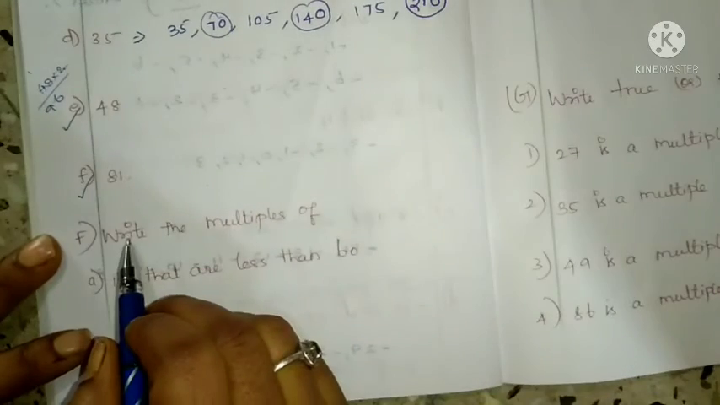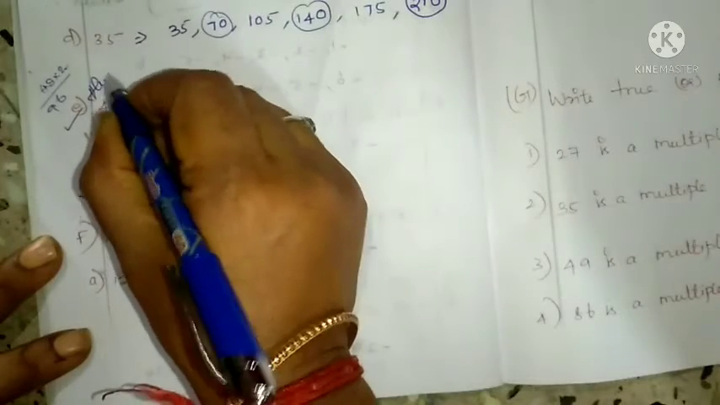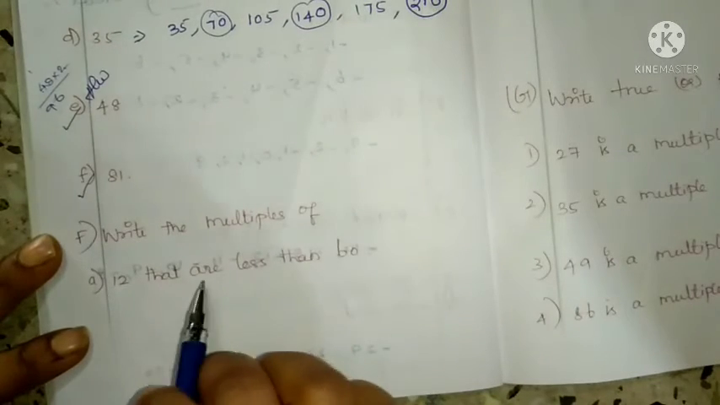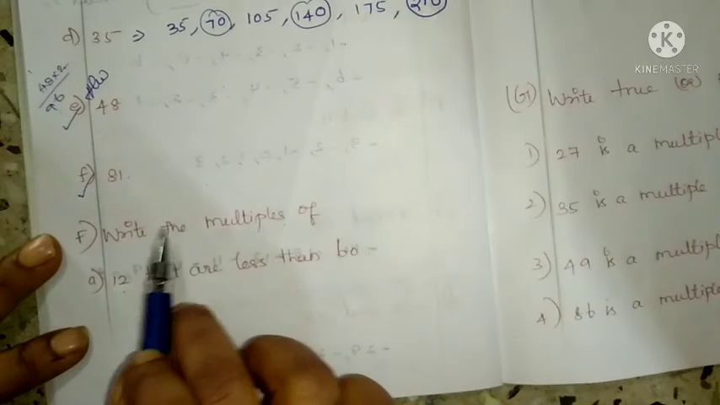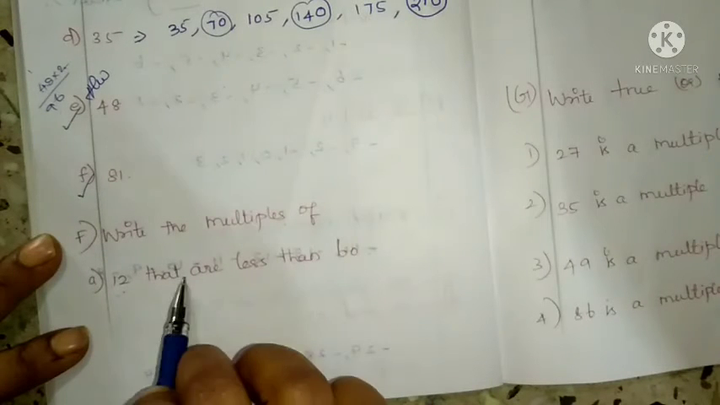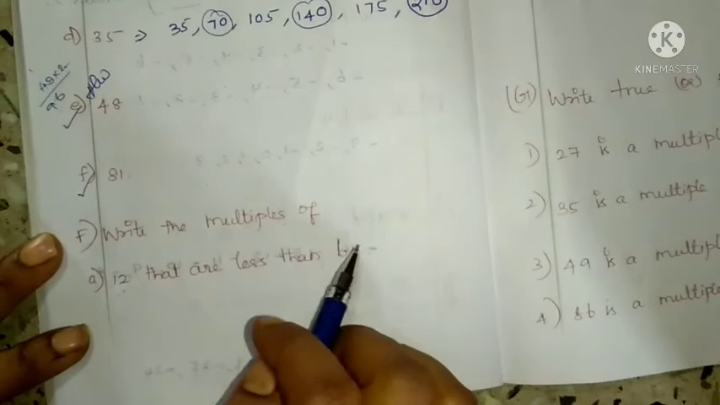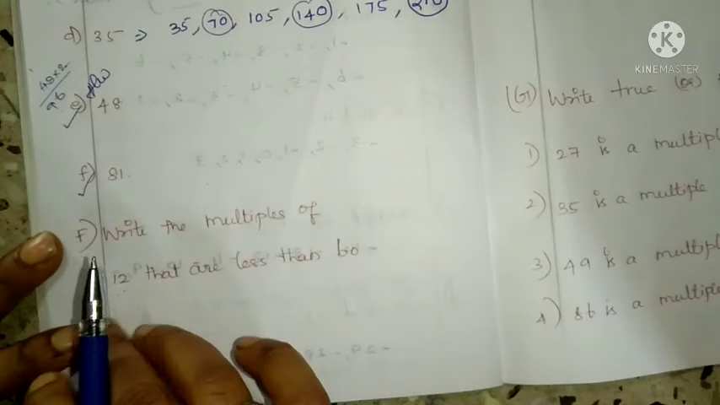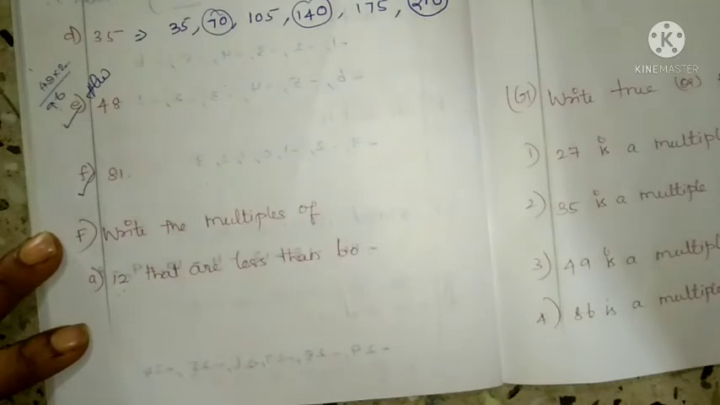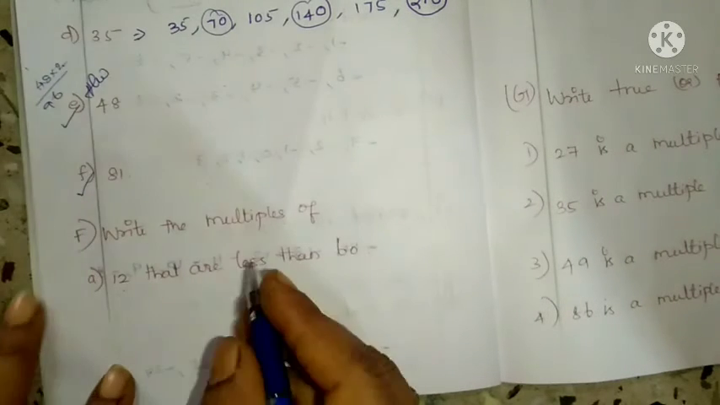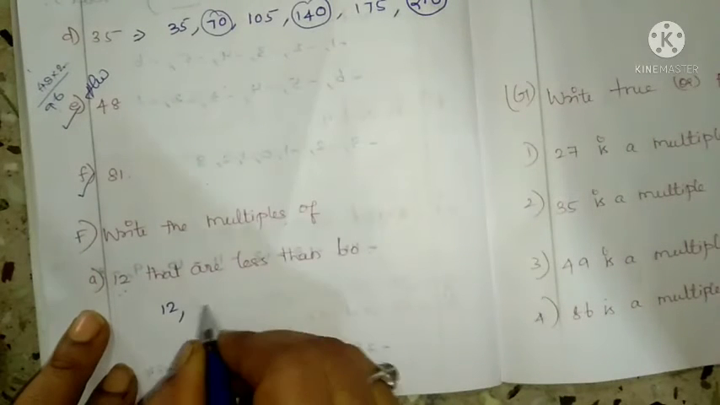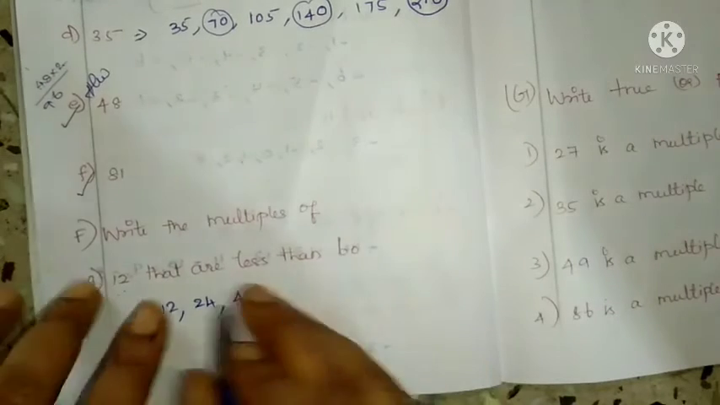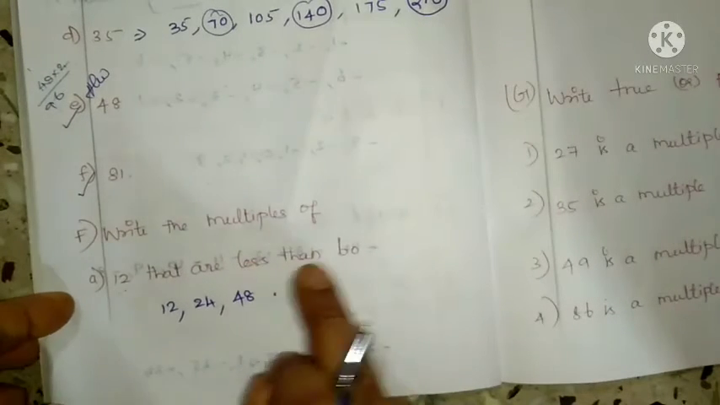The next question, listen carefully. This is homework. E and F. Write the multiples of 12 that are less than 60. Less than 60 we should write. We should not write more than that. 12th table: 1 12 is 12, 2 12s are 24, 3 12s are 36, 4 12s are 48. We have to stop here because it should be less than 60.